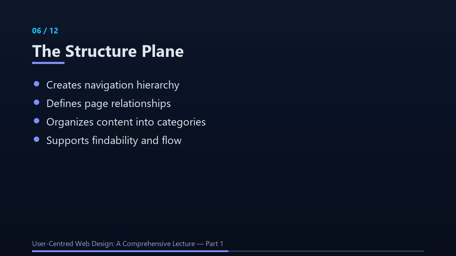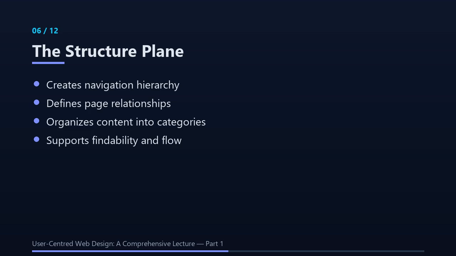The structure plane abstracts the way users move through the site, establishing a logical hierarchy of pages and categories. Imagine a library. The structure is akin to the catalog system that tells you where to find each book. In a web context, this plane decides which pages are top-level, how subpages are grouped, and what pathways exist between them.